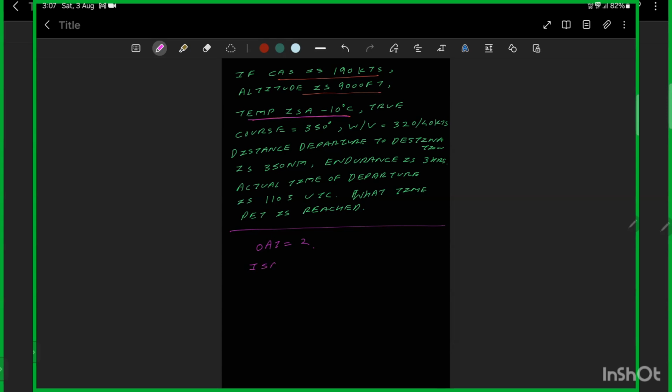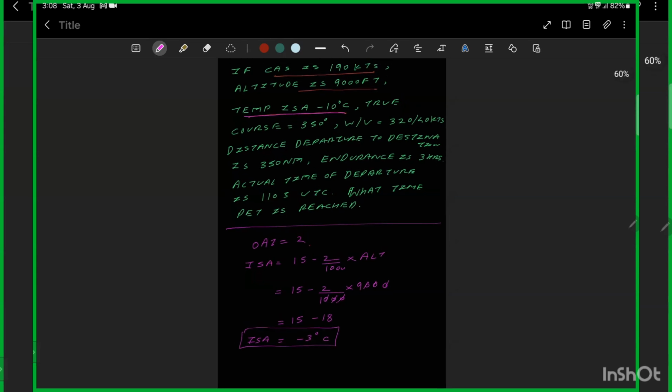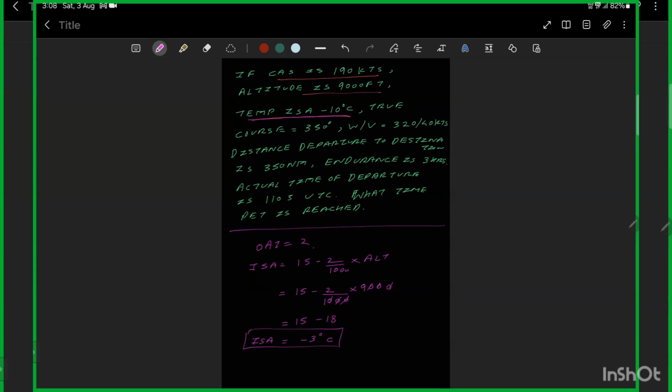So ISA temperature at 9000 feet is 15 minus 2 by 1000 into altitude. At what altitude are we going to find? 9000 feet. So 15 minus 2 by 1000 into 9000. The 000 gets cancelled. That is 15 minus 18. Therefore, minus 3 degrees Celsius is your ISA temperature. Agree? Yes. All of you got this? Yes, madam. Okay.